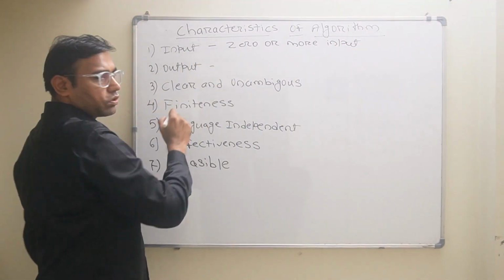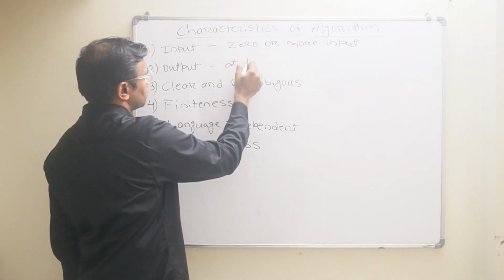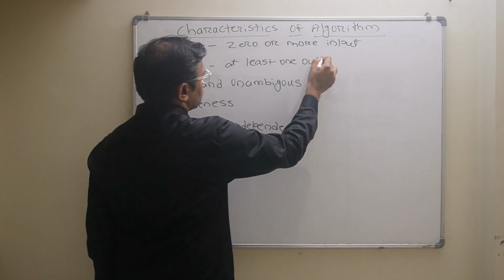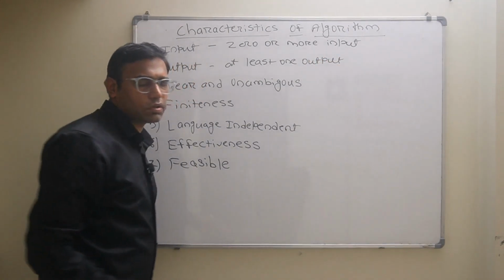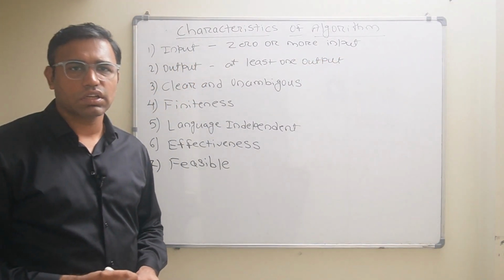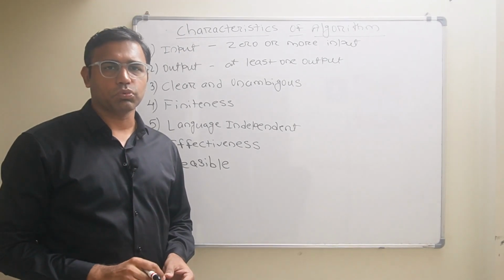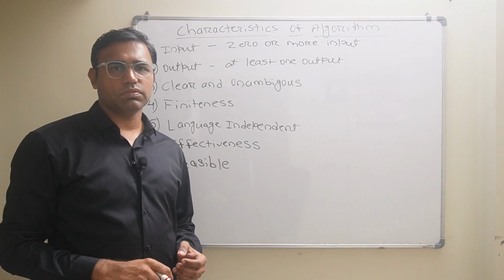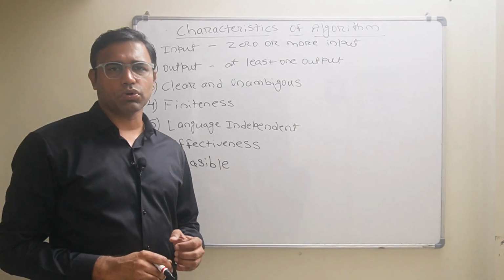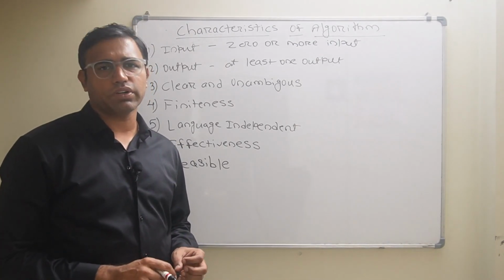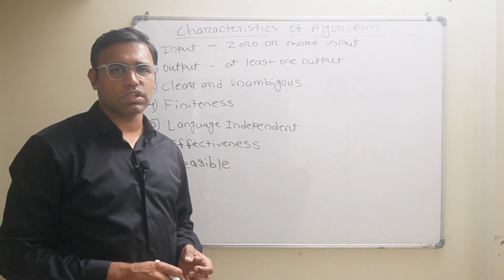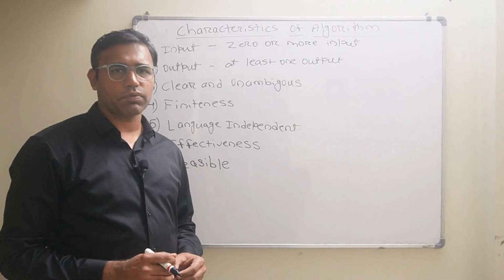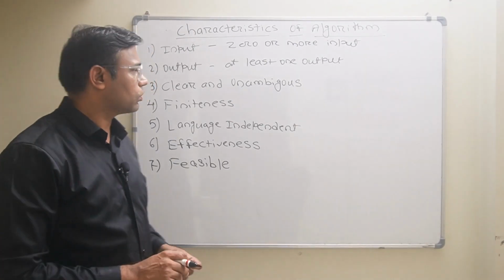Then output, algorithm should produce at least one output. So at least one output is expected. Suppose if you write the function in C language, then it is returning some output, even though the return type is void, but it is returning something, it is producing something. So algorithm must provide some output, otherwise there is no meaning in writing the algorithm. The main purpose of writing the algorithm is to provide the output.